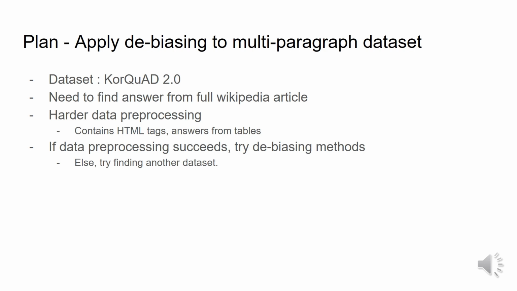In this task, we chose KorQuAD 2.0 as the target dataset. In this dataset, we need to find the answer from a full Wikipedia article. We think that data preprocessing will be more challenging since KorQuAD 2.0 contains HTML tags and some answers come from tables. We will try to delete those data and get only text-based question-answer sets. If we manage to pre-process the dataset successfully, we will apply debiasing methods and analyze the results. Otherwise, we will try finding another dataset.